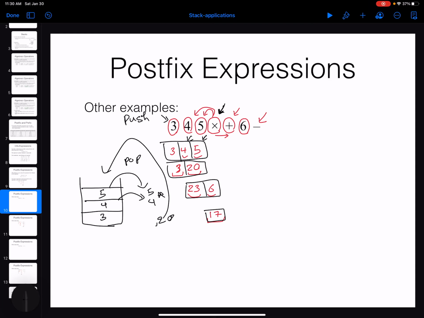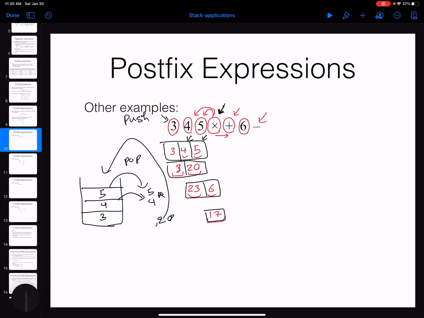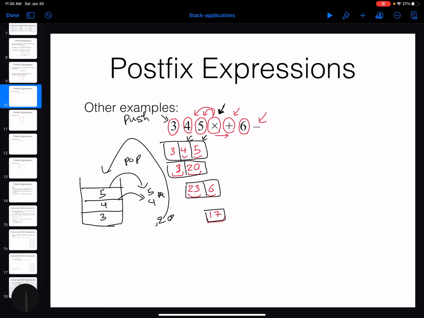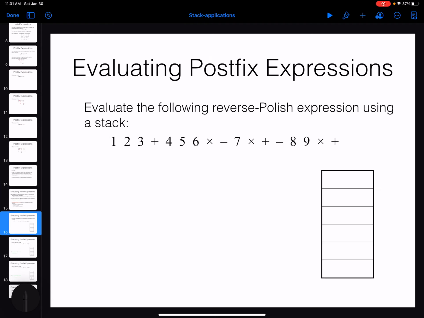Whenever you see an operand, push it to the stack. And whenever you see an operator, apply 2 pops, calculate the operator over the operands, and push the result back to the stack because you need to keep it for the further calculation. So let me just apply this algorithm over this example. It makes it much easier to understand. I have written more examples for you as well, so you can go through the slides, but let me go through this example here.